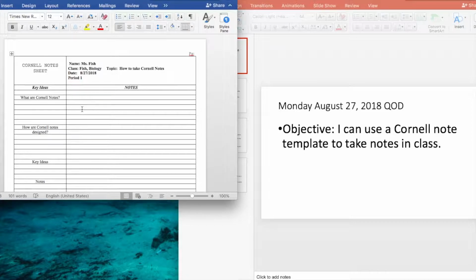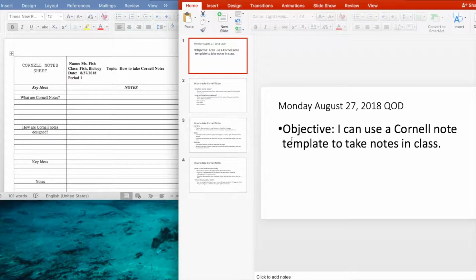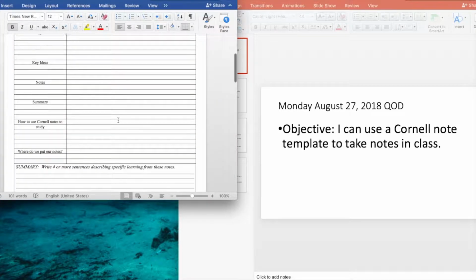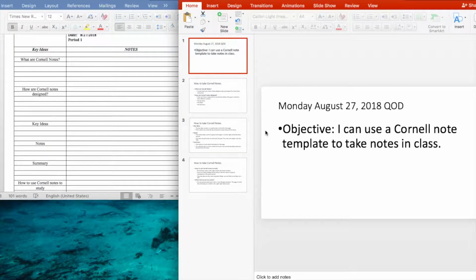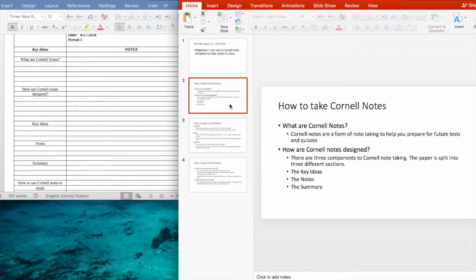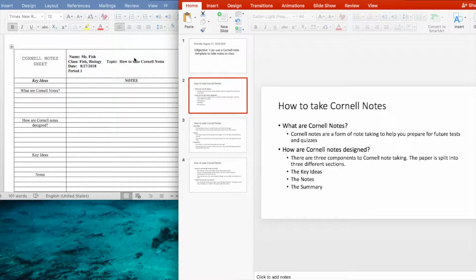Alright, so let's begin. Today our objective is: I can use a Cornell note template to take notes in class. So this is what I'm considering as our Cornell note template, and we're going to go through it together today to show you how to fill it out. So again, here's our topic. Our topic is right here.